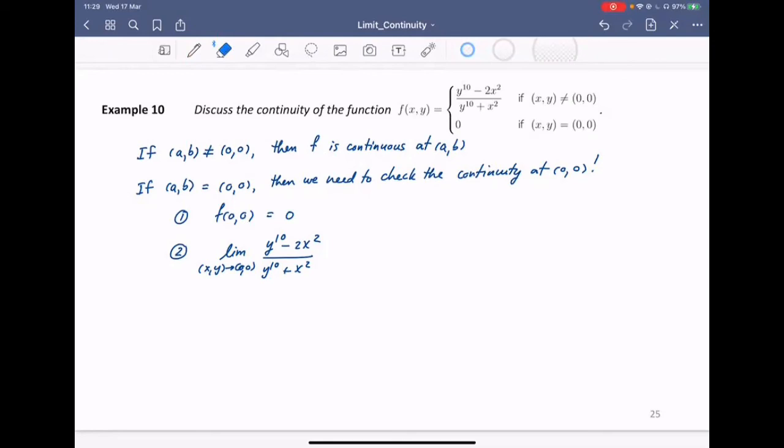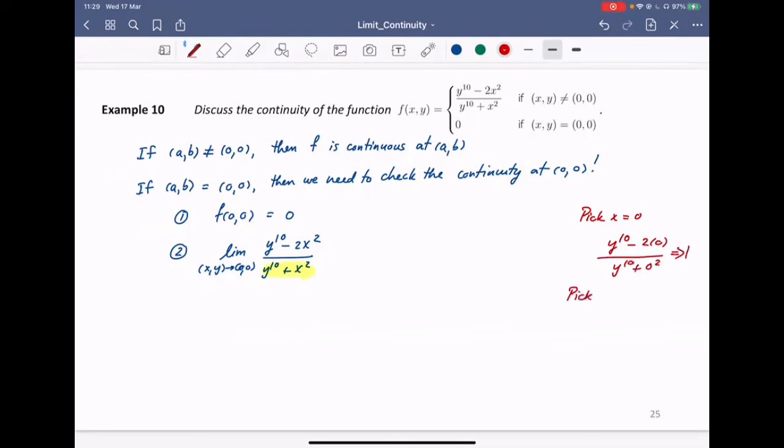Can we factor out? You can see that this is not a good idea to factor, right? Because y to the 10 plus x squared, I'm not trying to factor for sure. This is terrible to factor. Well, what if we pick a line? Let's say, what if I pick x equal to 0? If I pick x equal to 0, I have y to the 10 minus 2 times 0, and then y to the 10 plus 0 squared. That is 1. The limit is going to go to 1.